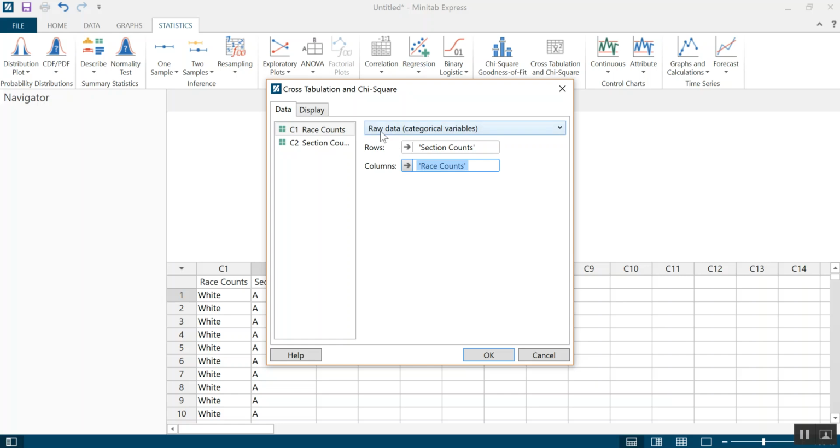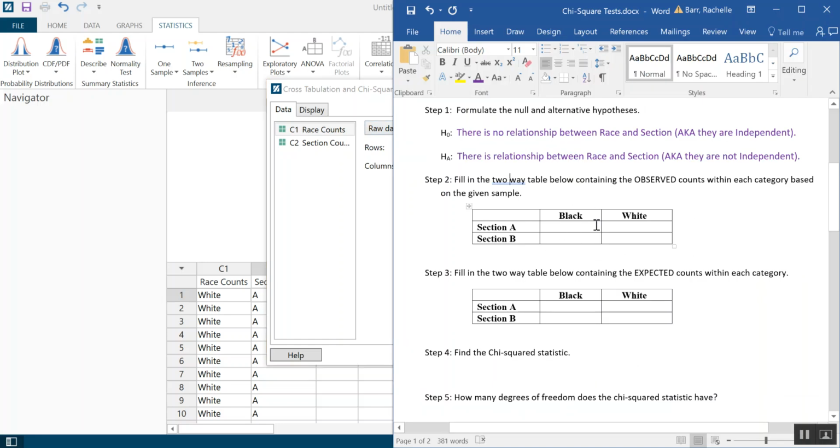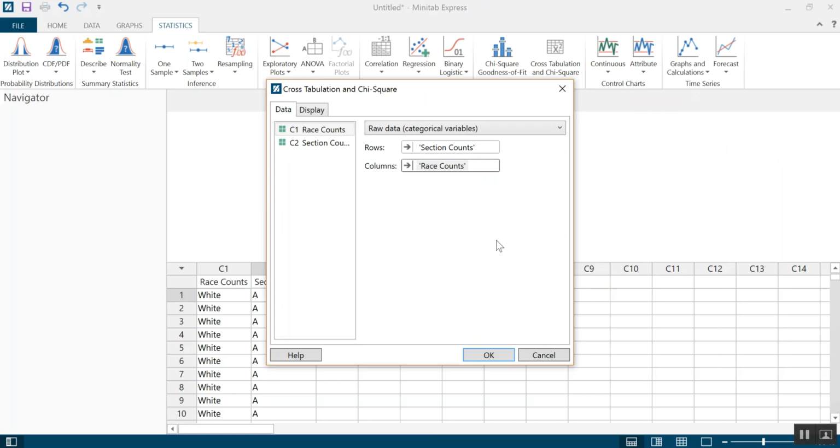So as you look at this, this is raw data, categorical variables. If you drop down this menu, oh good, more yawns, more coffee needed. There's also summarized data in a two-way table. That's if you had a two-way table, something that looked like this but was already filled in with numbers. You could write that into Minitab Express and then use that instead, and you have to indicate where this is and where the counts are and everything. So there's that.